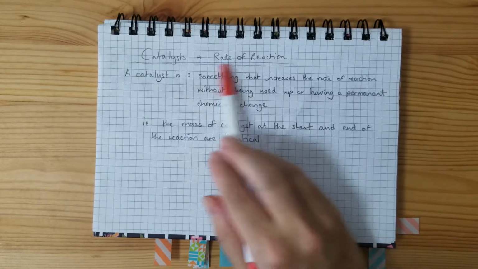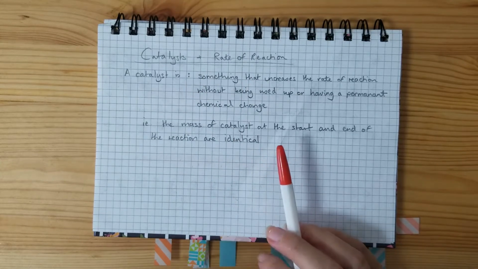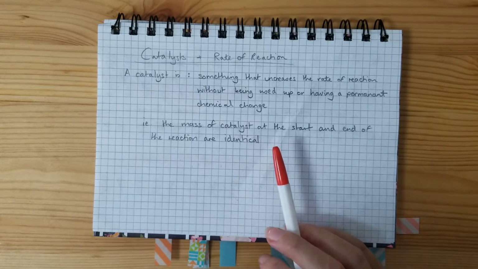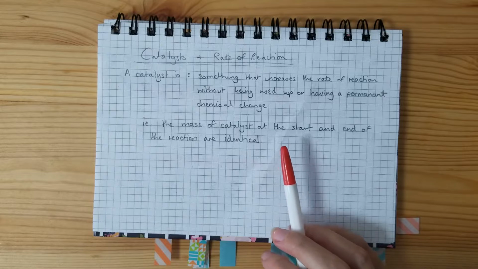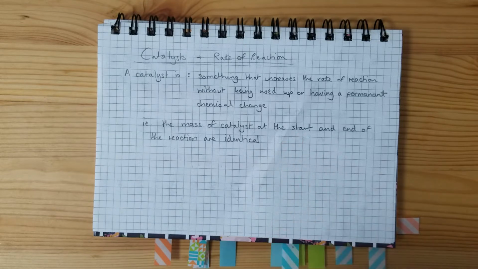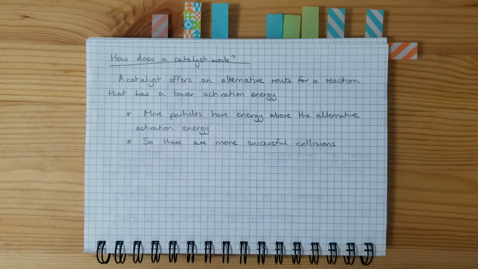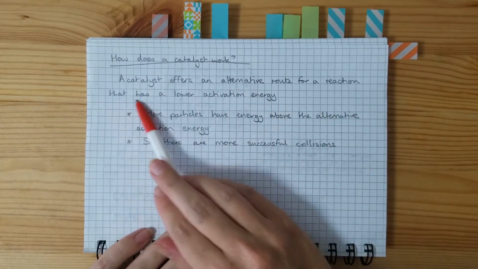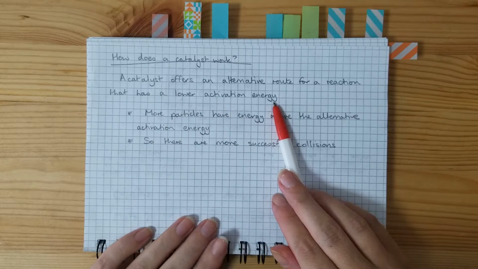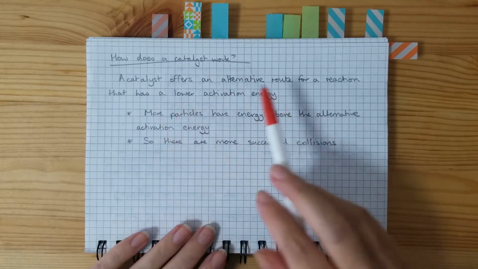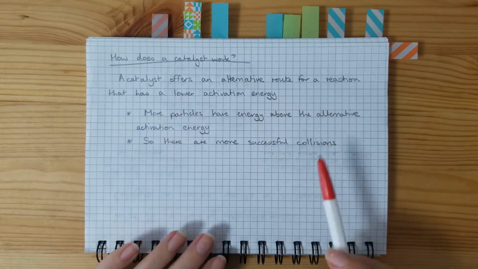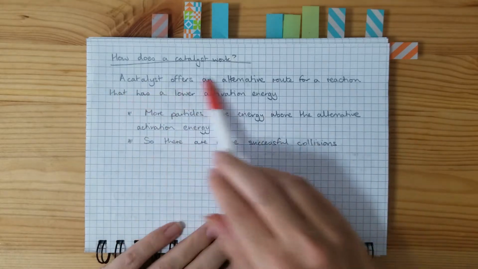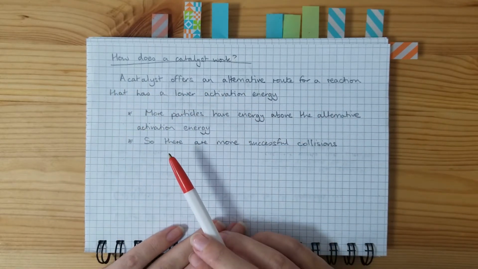You will have encountered a few catalysts before, probably in biology. Enzymes are a form of biological catalyst, and we'll have a little look at enzymes as well. Okay, so if we have the question, how does a catalyst work? The textbook answer is a catalyst will offer an alternative route for a reaction that has a lower activation energy. Now we're going to talk a bit more about the lower activation energy alternative route in the next couple of lessons, so don't panic straight away. But this is how we would define how a catalyst works.